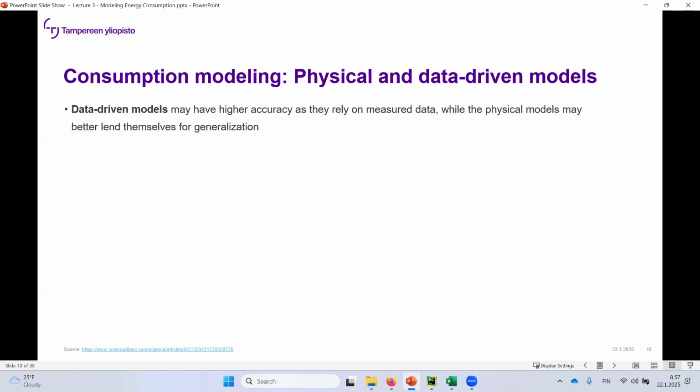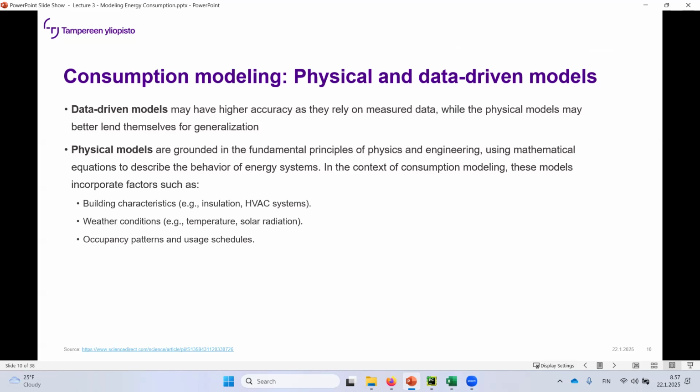Physical models are better for this generalization. They are grounded in fundamental principles of physics and engineering, mathematical equations. For example, the heat demand, Q equals UA delta T. So U being the overall heat transfer coefficient, A being the overall surface area, and delta T being the temperature difference. So you can calculate pretty exactly the house heating consumption with that. So that would be a physical model, or then you can just from the time series see what's been going on in that certain house and make this data-driven model.